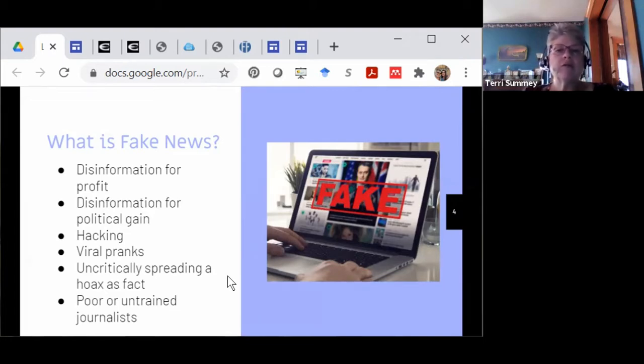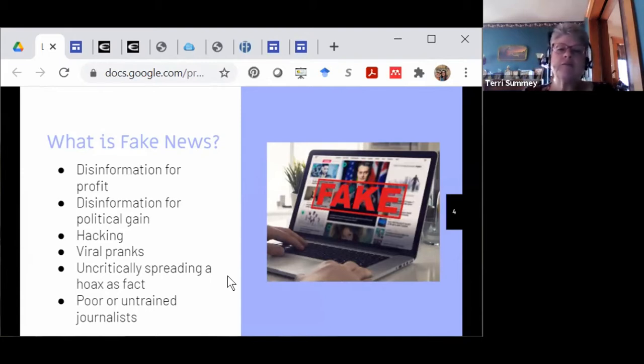Another one might be uncritically spreading. A hoax that could be spread widely enough that a credible news outlet maybe reports on it as fact or as a rumor. Or what happens most of the time is you have individuals that share sites without critically examining it to see if it is true or if it is not.